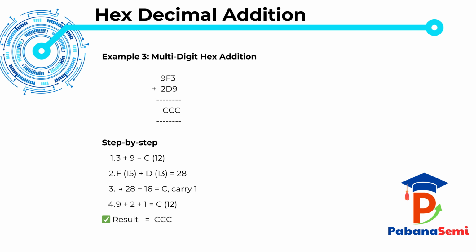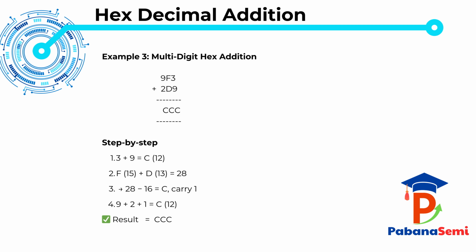Now move to the next column. We add f and d. Remember, f is 15 and d is 13. So 15 plus 13 equals 28 in decimal. Since 28 is greater than 16, we subtract 16. 28 minus 16 gives c, and we carry 1 to the next column.